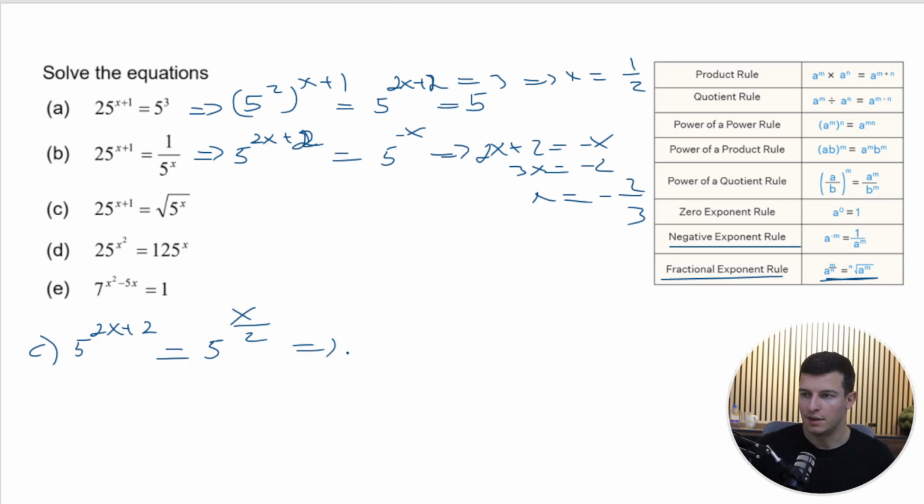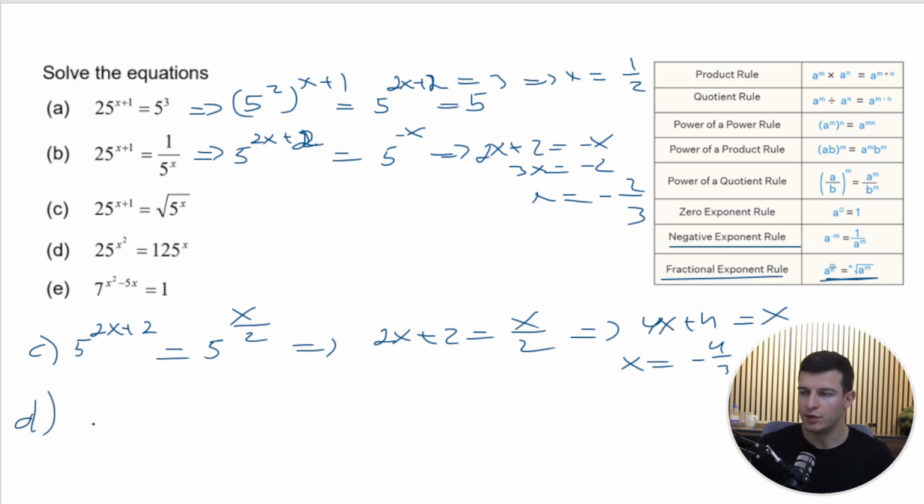Now, again, I end up with a linear equation. So 2x plus 2 is equal to x divided by 2. Multiply everything by 2: 4x plus 4 equals x. And then x is going to be equal to negative 4 over 3. D.